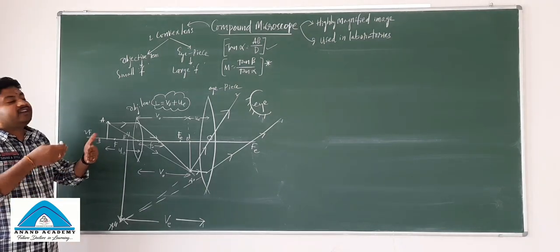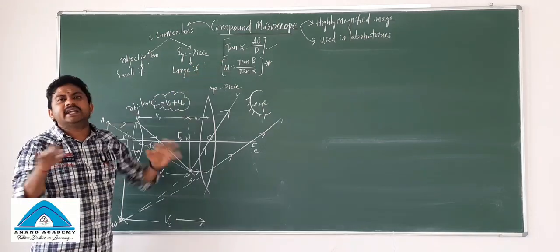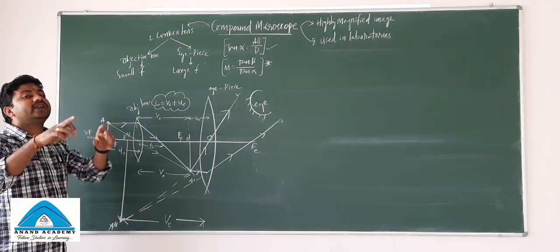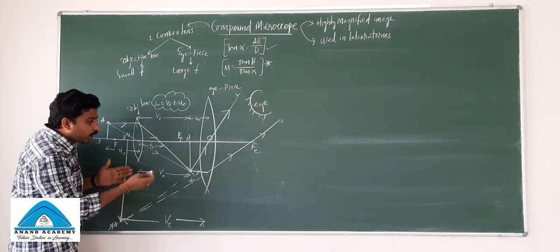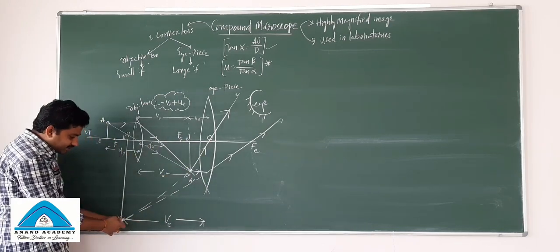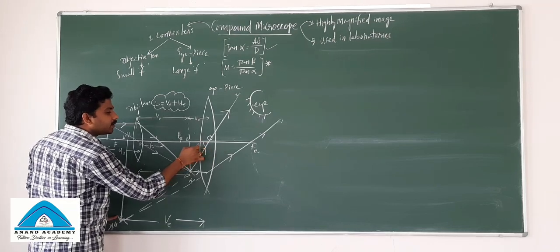So, tan alpha we know to find the angular magnification. What is tan alpha? AB by D. It is fixed. AB is height of the object and D is 25 centimeters. So, where is tan beta now? Let us concentrate. Where is the image here? This is the image. The angle subtended here is beta.